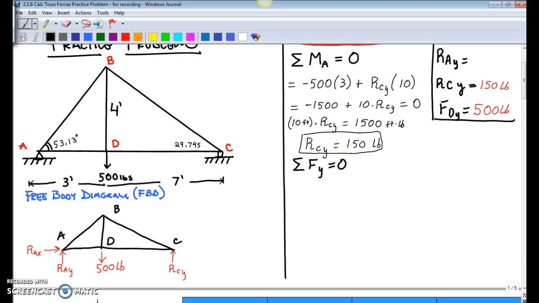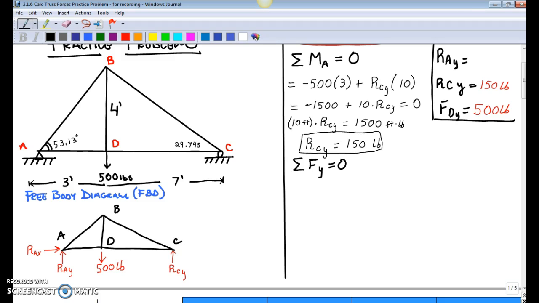Now, had we done this first, we'd be in trouble because we had the reaction force of C in the y direction, and the reaction force at A in the y direction. That's two unknowns with one equation. We would have been in trouble. We would not have been able to solve because we'd have too many unknowns. But because we took our moment and summed our moments to 0 first, we found reaction force C in the y direction.